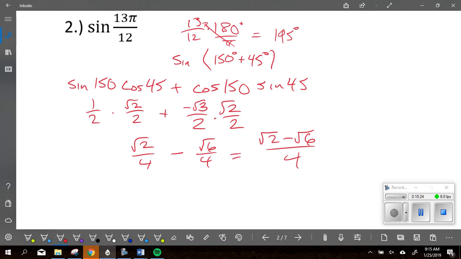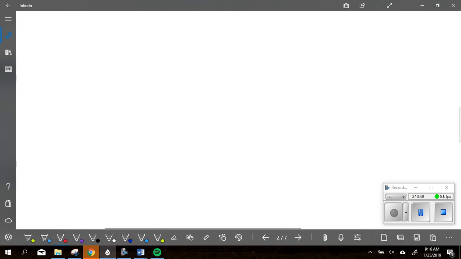Nope. It's just whatever I write down first. Doesn't matter. I wrote 150 plus 45. If I would have done sine of 45 plus 150, it would have given me the same answer. I was adding here because I was trying to get 195. Yes, if you were trying to get 105, you would have to take 150 minus. Yeah, you're good.